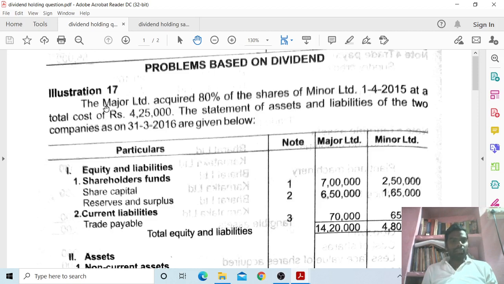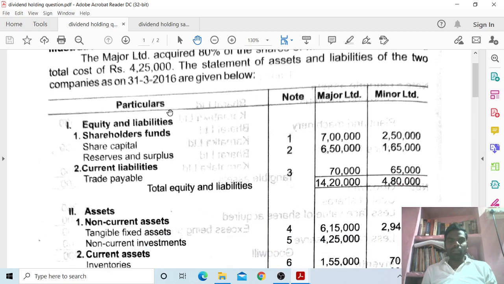Now let us see the question. Major Limited acquired 80% of the shares of Minor Limited on 1/4/2015 at a total cost of rupees 4,25,000. The statement of assets and liabilities of the two companies as on 31/3/2016 are given below. I have to take columns: particulars, note, Major Limited and Minor Limited.